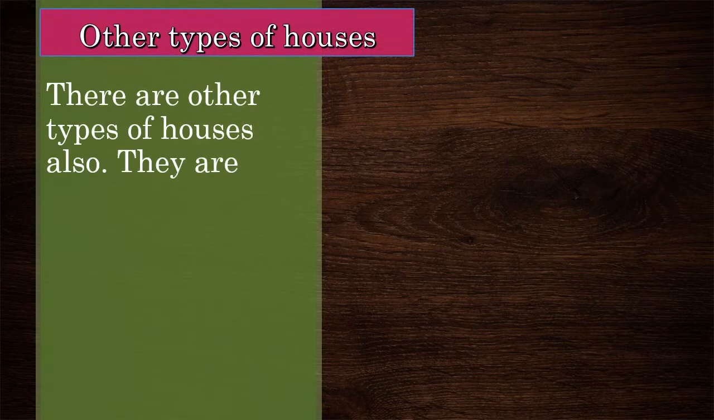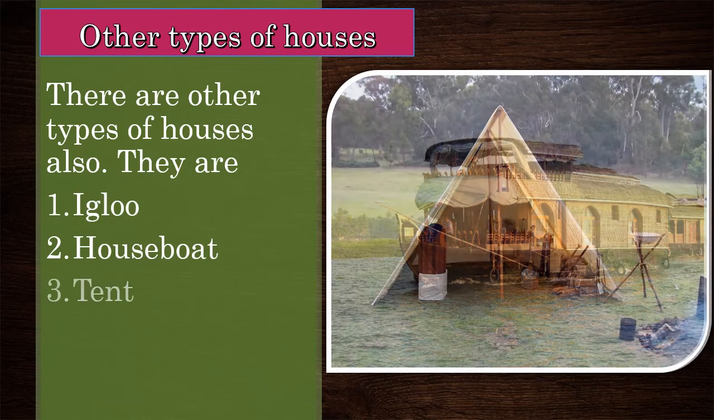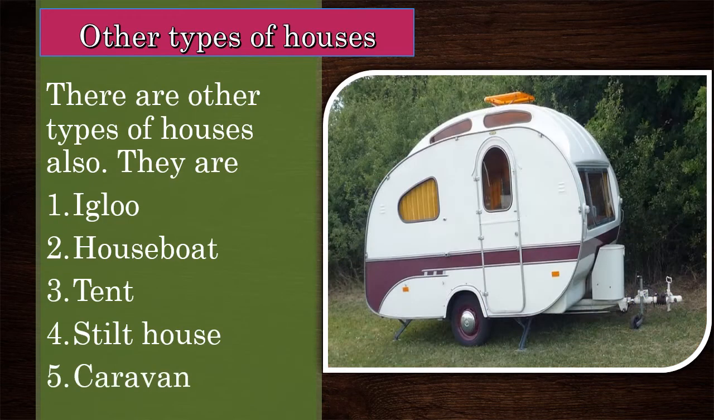Now we are going to learn about other types of houses. There are some other types of houses. They are igloo, houseboat, tent, stilt house, and caravan. So some other types of houses are the igloo, houseboat, tent, stilt house, and caravan.